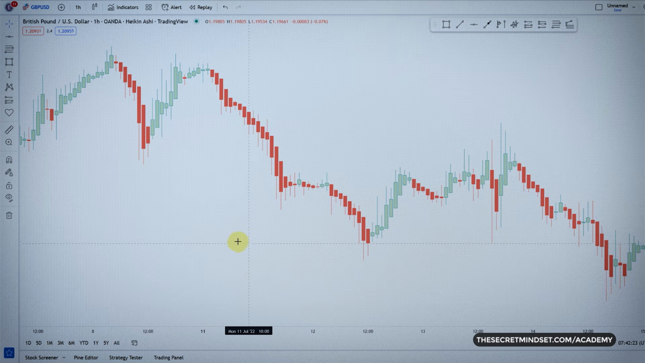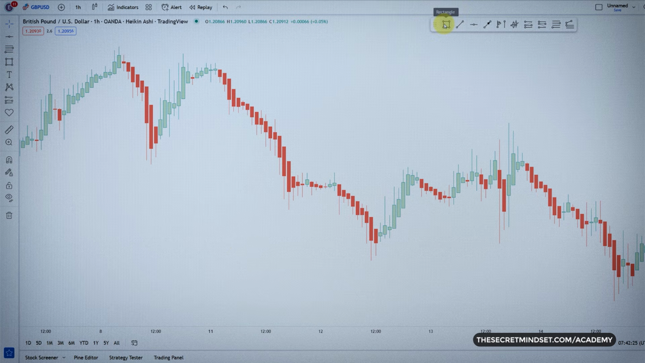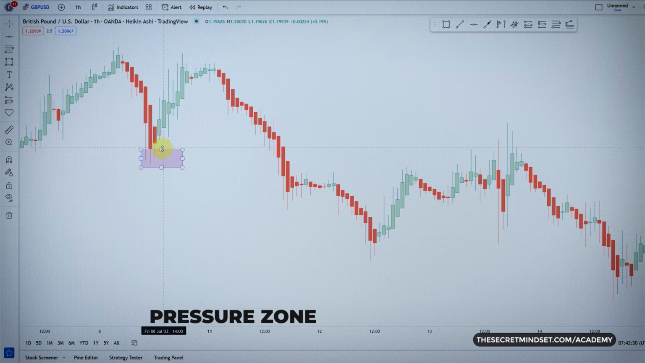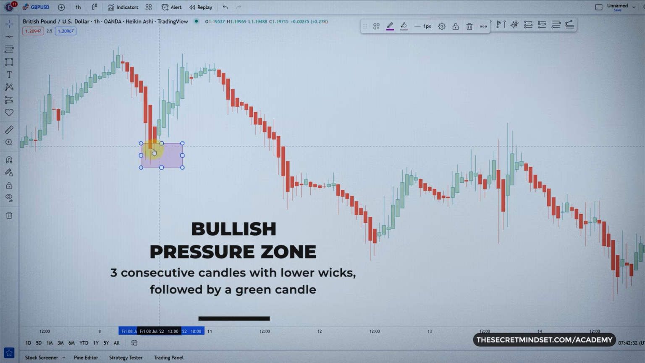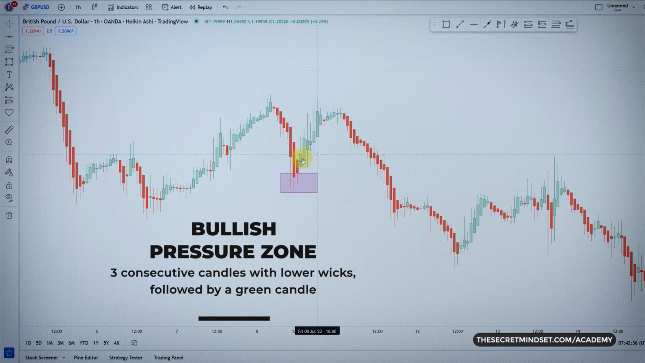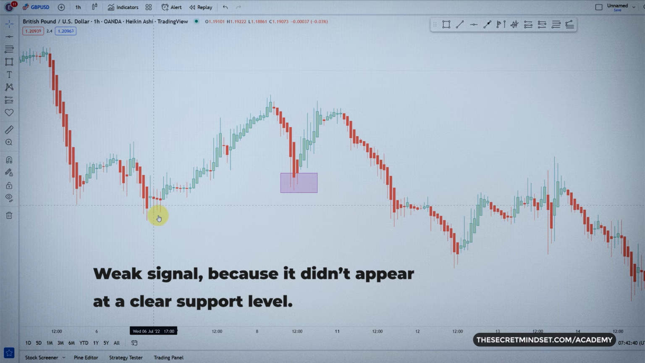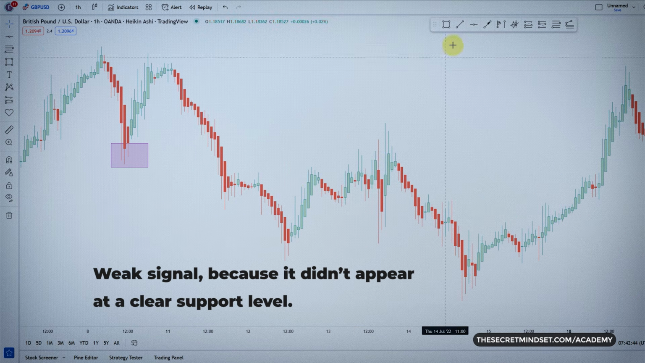Here's pound dollar on the hourly time frame, with several bullish and bearish pressure zones. First one is a bullish zone, right here. Three consecutive candles with lower wicks, followed by a green candle. This is a weak signal because the signal didn't appear at a clear support level.